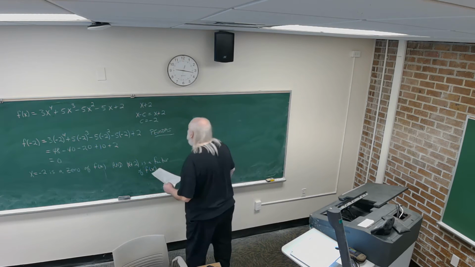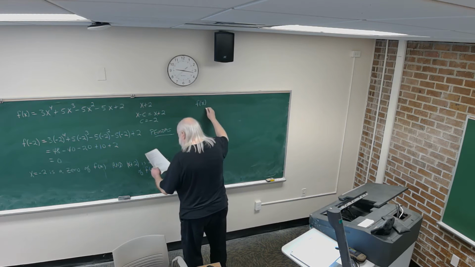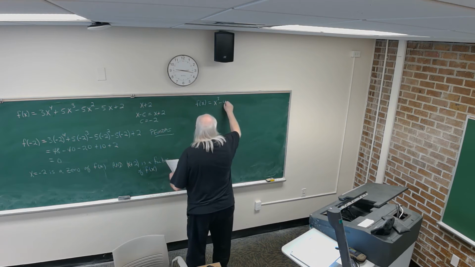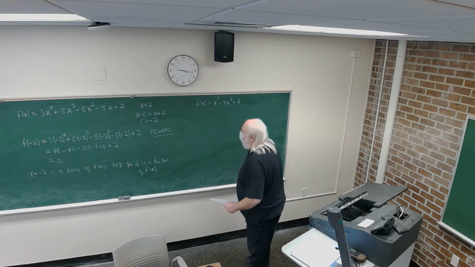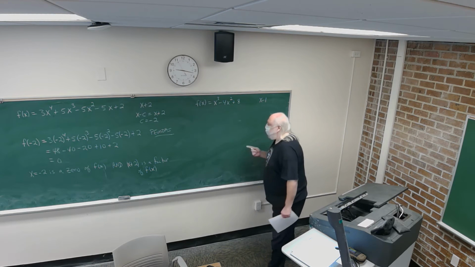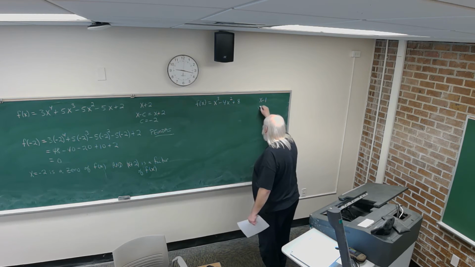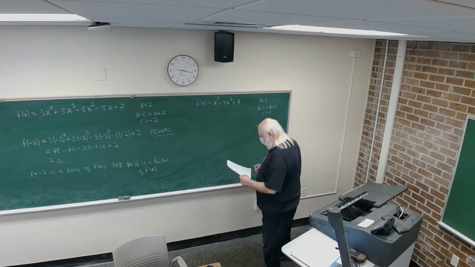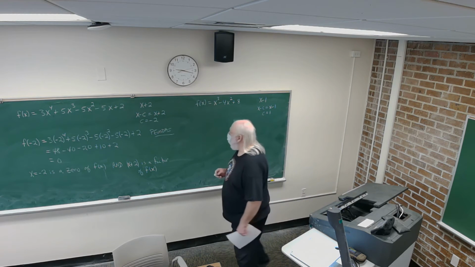In B, our polynomial function is the third degree polynomial x cubed minus 4x squared plus 8. And we want to know, is x minus 1 a factor of that third degree polynomial? Well, x minus c is equal to x minus 1 in this case, so c is equal to plus 1. So we evaluate the third degree polynomial at x equals 1.